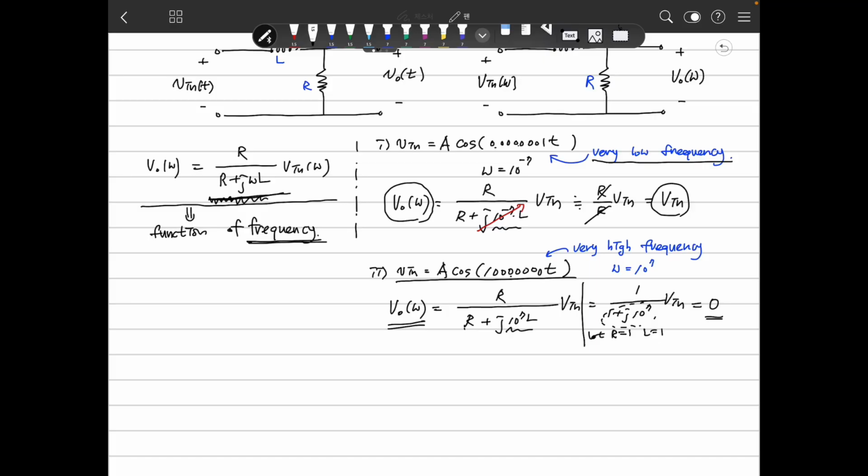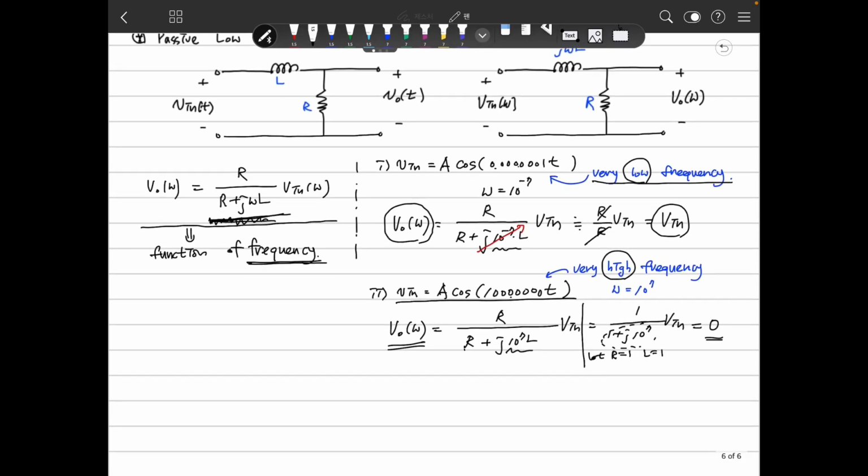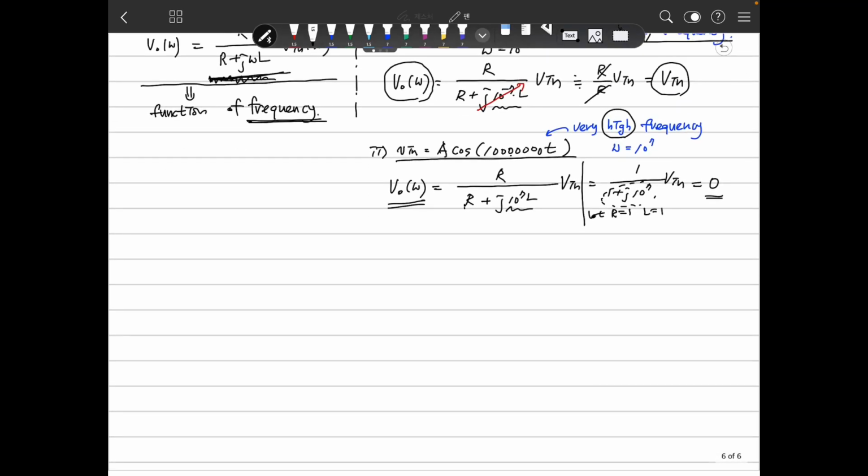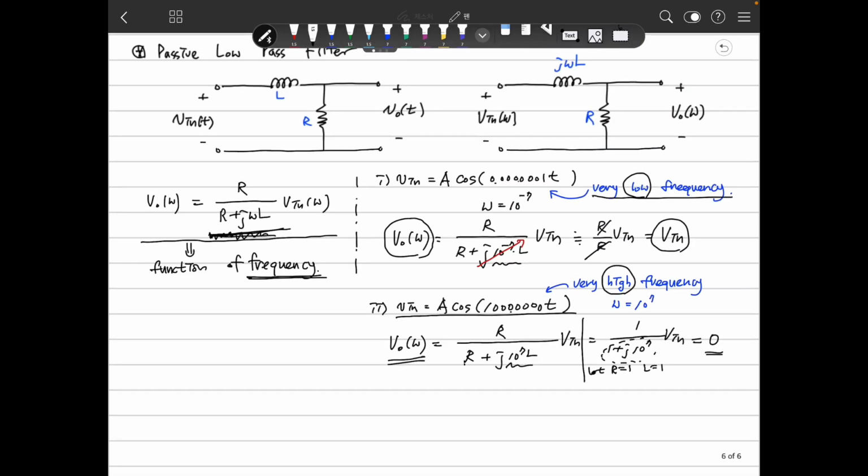So we call this a low pass filter. I mean, the system has a different behavior according to the frequency, low and high. So I will give you more detail. So here, in this system, we have a more exact description.